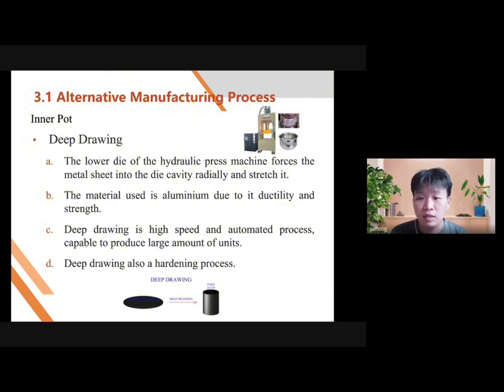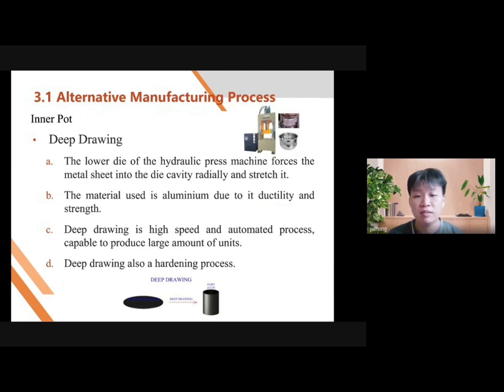So first, the lower die of the hydraulic press machine will force the metal sheet into the die cavity and then stretch the metal sheet into the cup-like shape. The material that is always used in the deep drawing process is aluminium, since its property is ductile, which means that aluminium can stretch and bend without breaking. This property is due to its crystal structure, which is face-centred cubic, FCC. Its crystal lattice structure allows dislocations to move under stretch, enabling plastic deformation.